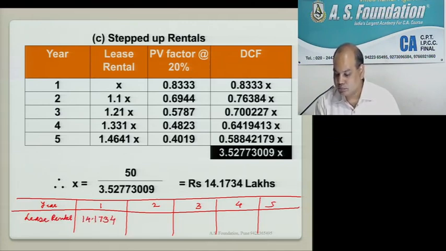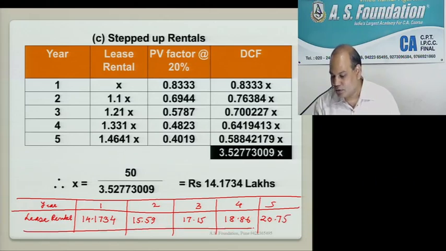14.1734 plus 10% on your calculator, plus 10%. 15.59, okay, plus 10%. Be active. 17 point, okay, plus 10%. 18 point, okay, plus 10%. 21 point, 20.75. Here you go, answer is over.